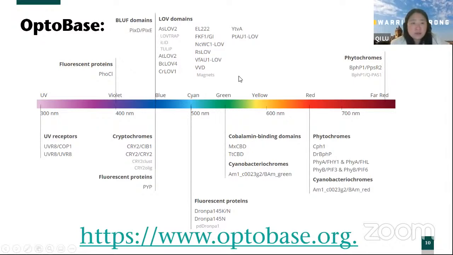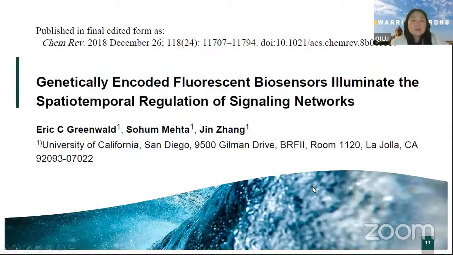We can already find those that are very familiar to us. It's like CRY2, and those are LOV domains binding with FMN or FAD. And all of these are LOV domains.